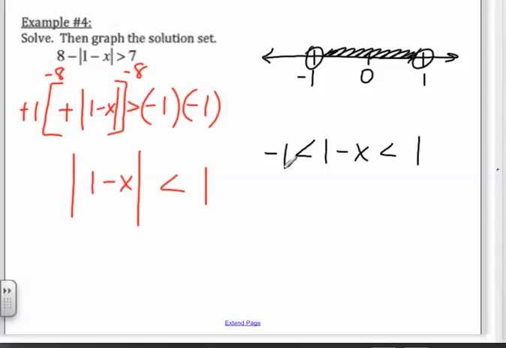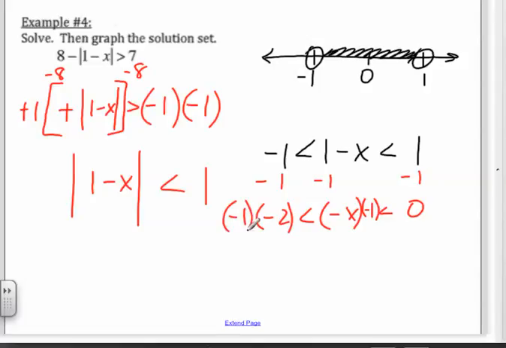Now I need to get the x by itself. I'm going to subtract 1 from all sides, and I'm going to get negative 2 is less than negative x, which is less than 0. Whoa. Now I need to multiply everything by negative 1, and I'm going to get that 2 has to be greater than x, which has to be greater than 0. Do you see how it flipped because I multiplied everything by a negative?